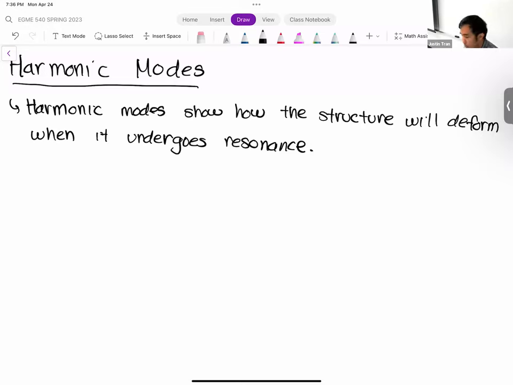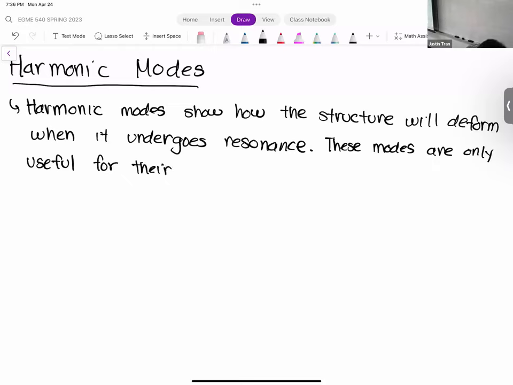The way ANSYS shows you the harmonic modes is as if it were a deformation field. But the important thing to highlight is that when you're looking at harmonic modes, you're really just looking at the shape of the deformation. So when you view these harmonic modes in ANSYS, it will say you're viewing the first harmonic mode and the deformation is this. Those deformation values don't have any meaning. Don't take the magnitudes of the oscillations or deformations too seriously. You're only looking at the shape.